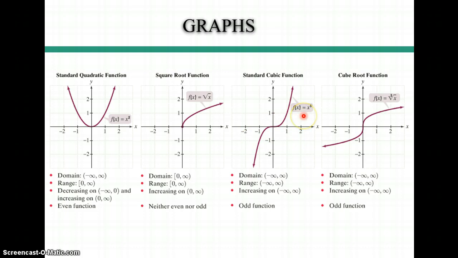f(x) = x cubed is a cubic function. The domain is negative infinity to positive infinity. The range is from negative infinity to positive infinity. This is an increasing function from negative infinity to positive infinity. This is an odd function.